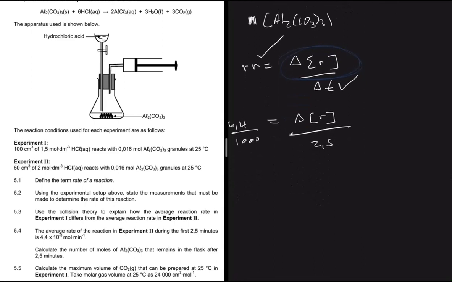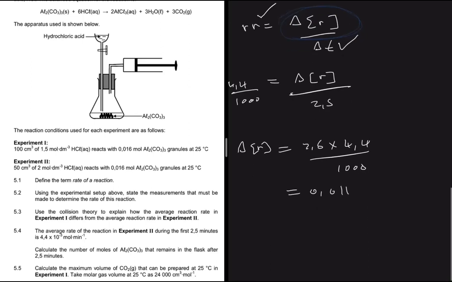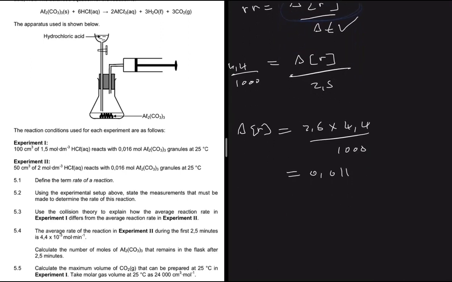And now if we make this the change in the concentration of the reactant, we get 2.5 multiplied by 4.4, everything divided by 1000. So let me go ahead and put that in my calculator real quick and see what I'm getting. So we have 2.5 multiplied by 4.4 divided by 1000. That is giving me 0.011.